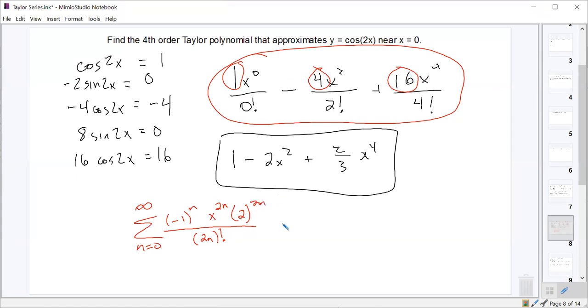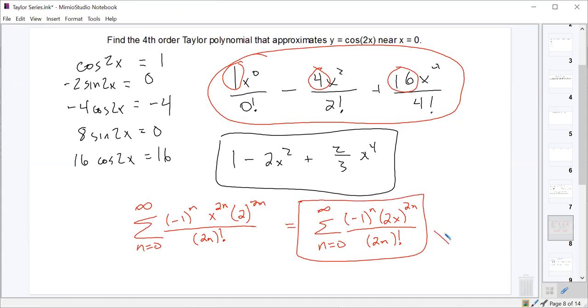So effectively what we could do is we could write this as the sum from n equals 0 to infinity of -1 to the n, 2x to the 2n over 2n factorial. And we would note that this is the exact same series as it is for cosine x, except that instead of having an x to the 2n, we have a 2x to the 2n. What do you think the series would look like if we had cosine of 3x?